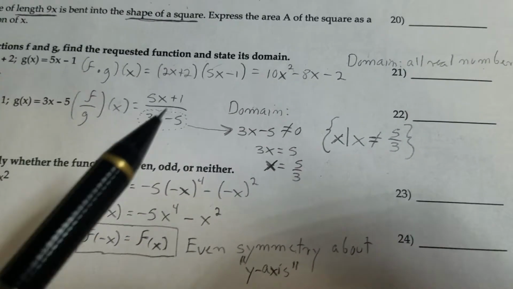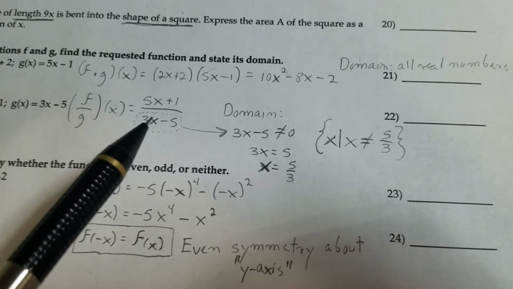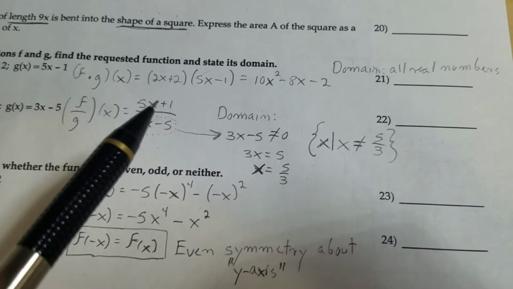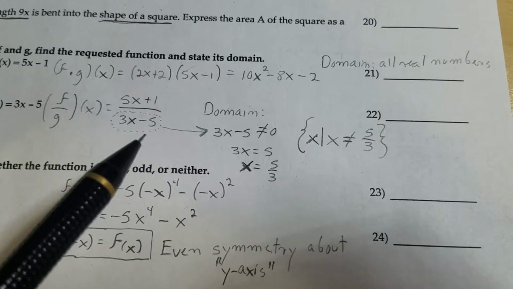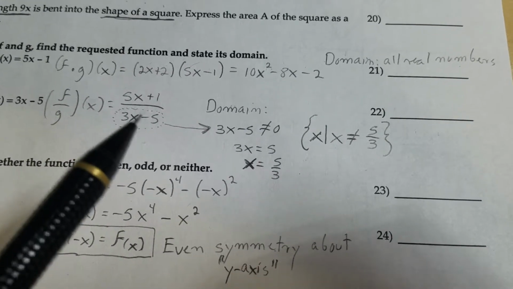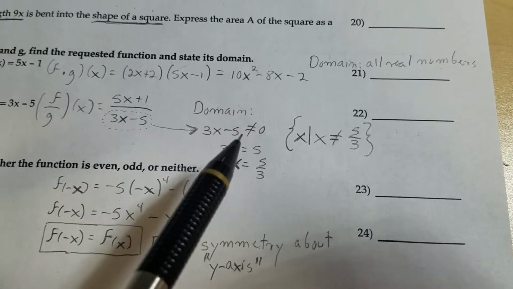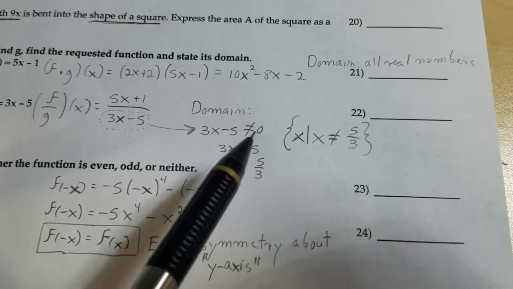Again, why? Because you don't want to have a 0 down here. It's okay if you have a 0 up here, but if you have something being divided by 0, meaning that you have a 0 down here, that is not right. So we don't want that to happen. So that's why we're going to set it not equal to 0.